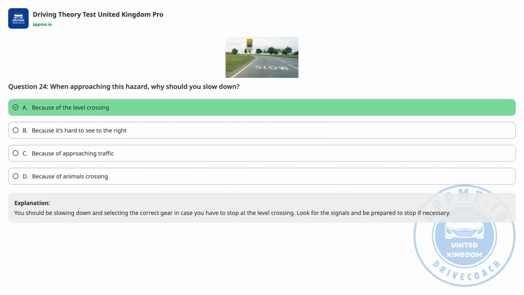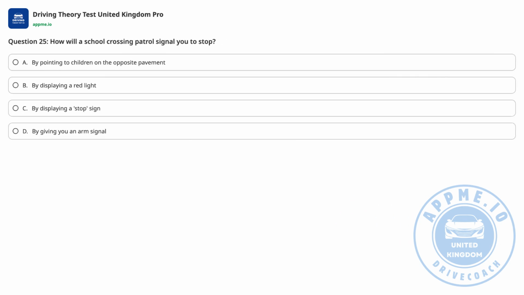The correct answer is A. Question 25. How will a school crossing patrol signal you to stop? A. By pointing to children on the opposite pavement. B. By displaying a red light. C. By displaying a stop sign. D. By giving you an arm signal.